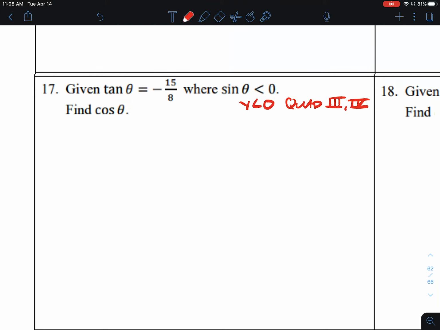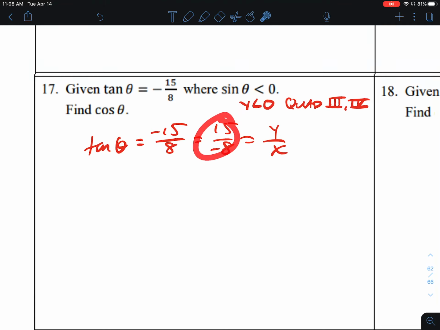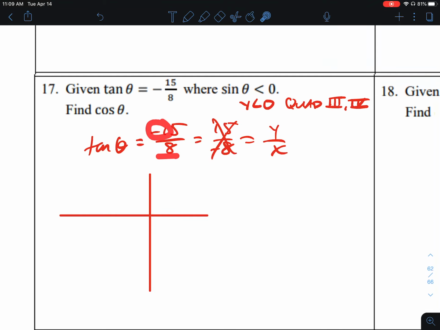Tangent of theta is negative 15/8. Let's examine that for a second. That's either negative 15 over 8 or it's 15 over negative 8. It's got to be one of the two. Remember that tangent is y over x. So which of these cases has y being negative? This first one here, negative 15 over 8. So this one doesn't work. That tells us we have to be in quadrant 3. I'm sorry, tells us we have to be in quadrant 4. We have to be in quadrant 4 because x is positive and y is negative.